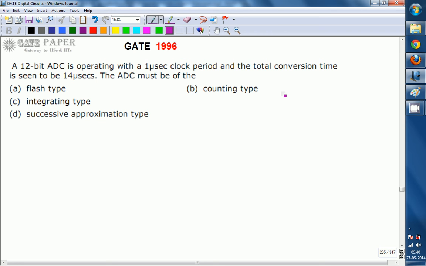Integrating type ADC is also called dual slope ADC, or single slope ADC. Flash type is also called parallel ADC, or comparator ADC. Counting type is also called tracking ADC. And the last one is the successive approximation type.